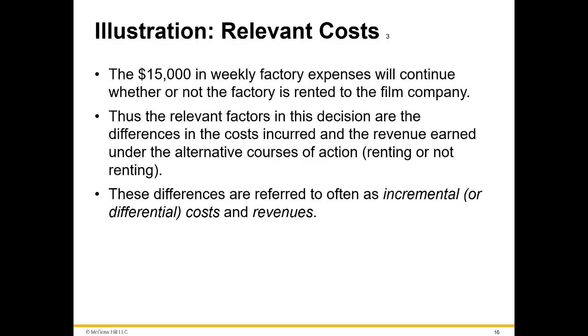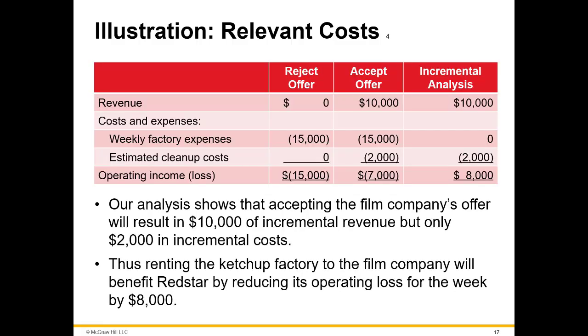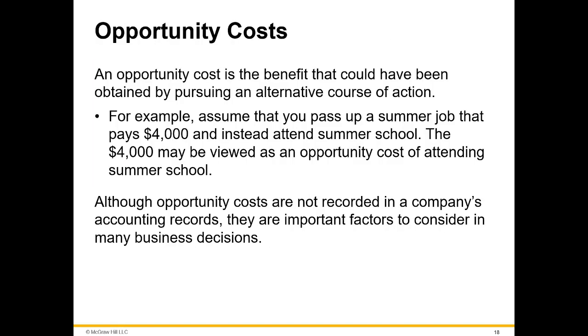So the $15,000 in weekly factory expenses continues whether or not we rent it out. And so the relevant factors do not include that. And so if we look at this kind of reject offer, hey, we have that $15,000. Accept offer, still has that $15,000 either way. But if we're doing incremental analysis, we say, hey, we're going to get $10,000 and it will cost us $2,000. So an increase or reduction in operating loss of $8,000. So there might be other things to consider, but at least on a basis of cost, it makes sense to go ahead and rent it.